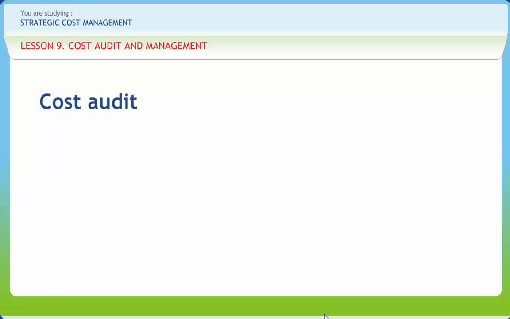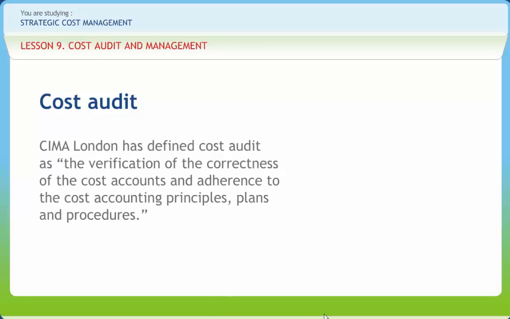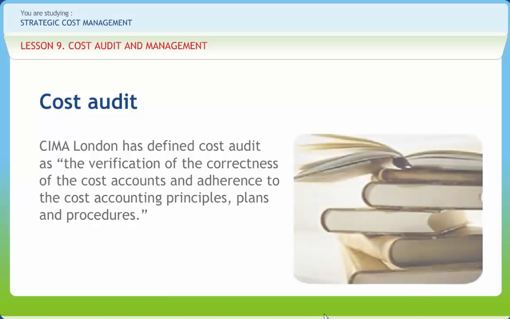Cost audit is the audit of cost accounts. It is a specific application of auditing principles and procedures in the field of cost accounting. CIMA, London, has defined cost audit as the verification of the correctness of the cost accounts and adherence to the cost accounting principles, plans, and procedures. It is the detailed checking of the costing system, technique, and accounts to verify their correctness and to ensure adherence to the objective of cost accountancy.